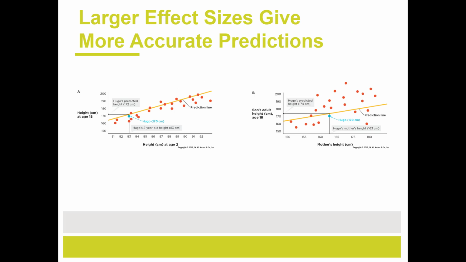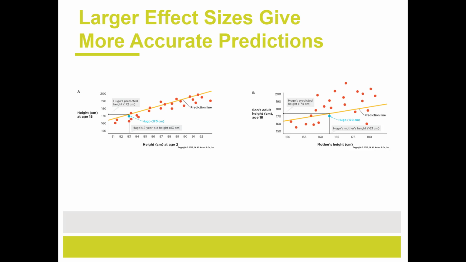Strong effect sizes enable more accurate predictions. The more strongly correlated two variables are, the more accurate our predictions can be. Both the scatterplots here depict positive correlations. Which scatterplot shows the stronger relationship? Well, graph A does. That means that we can make more accurate predictions from the data in graph A.